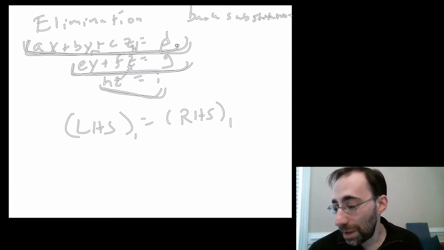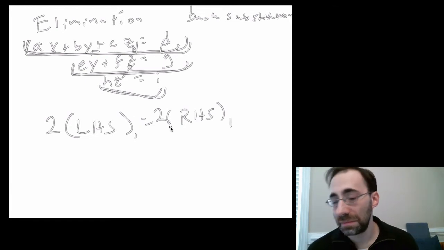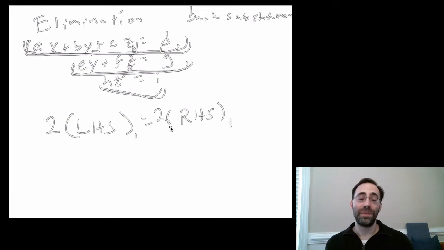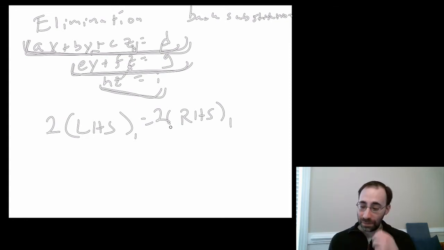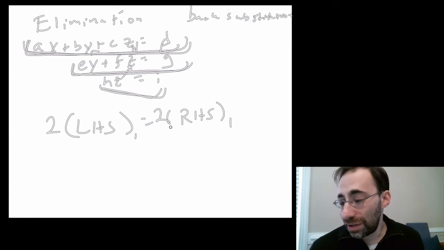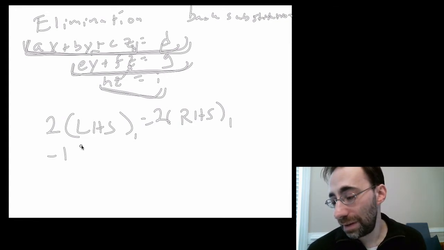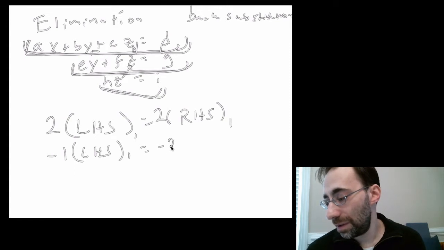Well, if I multiply both sides by 2, that equation should still hold. If a equals b, then 2a must also equal 2b. That's what it means to be equal. So I can multiply any equation I want by any constant I want. So that includes negative numbers. So I can have negative 1 left-hand side equals negative 1 right-hand side.